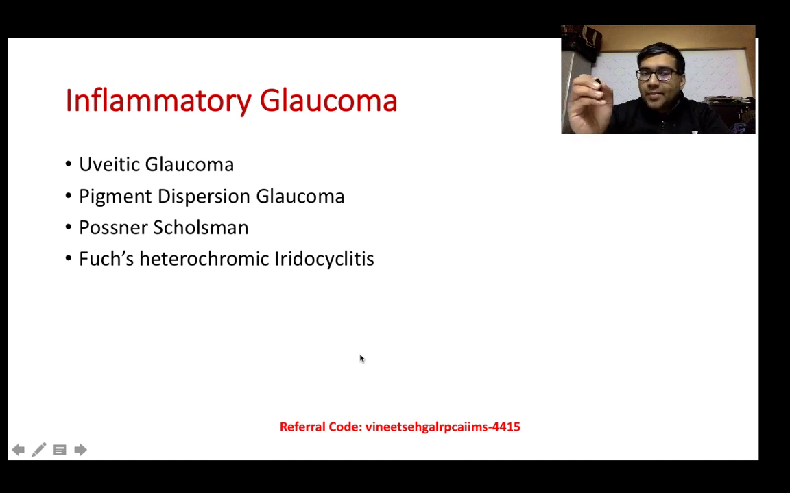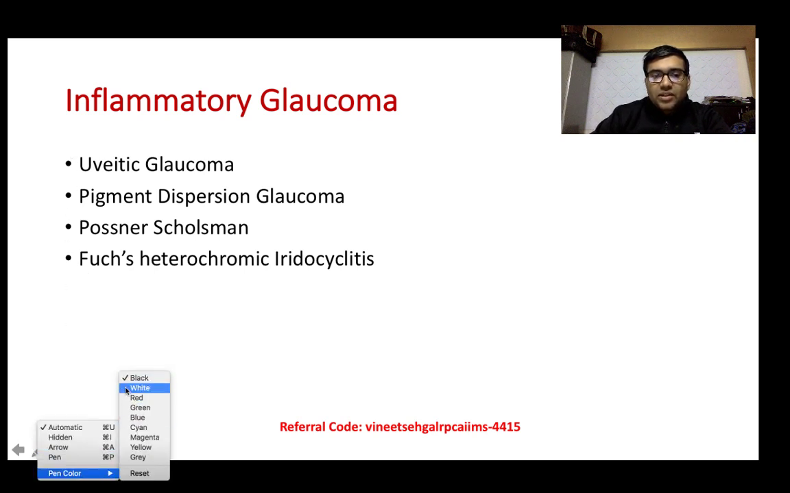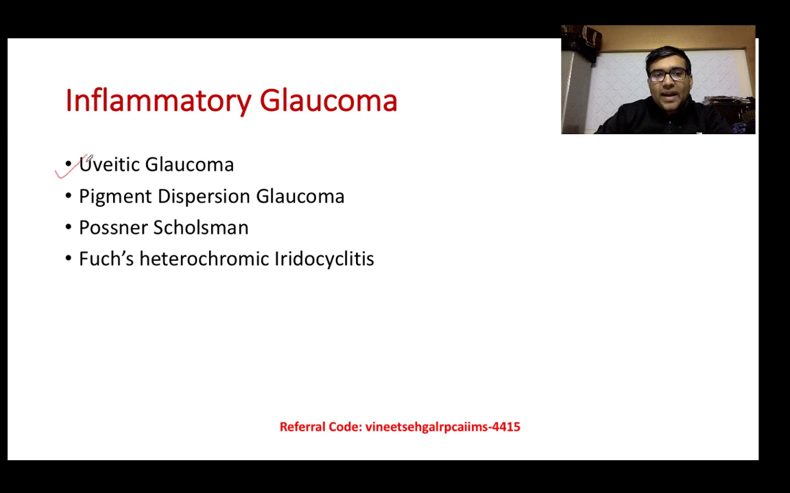So remember, what are the types of inflammatory glaucomas? These are the uveitic glaucomas, like hypertensive uveitis. There can be a pigment dispersion glaucoma, like I told you that transillumination defects are seen in pigment dispersion glaucoma. A few important types of uveitis are Posner-Schlossman syndrome and Fuchs heterochromic iridocyclitis. So there can be many types of inflammatory glaucoma. Out of these, four are the most important ones.